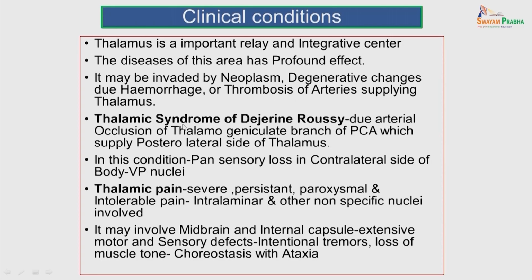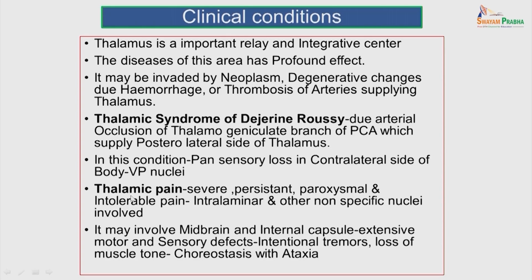The first one is the thalamic syndrome of Dejerine-Roussy. It is due to arterial occlusion of the thalamogeniculate branch of the posterior cerebral artery, which supplies the posterior lateral side of the thalamus. If this arterial occlusion occurs in this region, what clinical symptoms and signs can we expect? There can be sensory loss on the contralateral side of the body because of the involvement of the ventro-posterior nuclei, which are the chief sensory nuclei which receive all the sensory inputs.